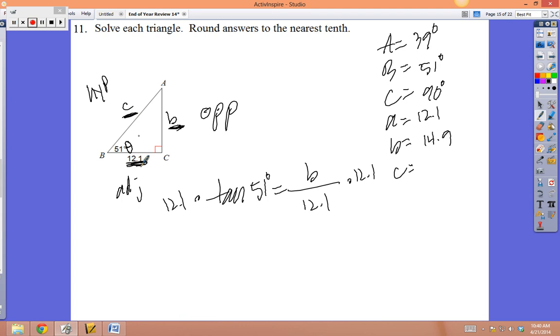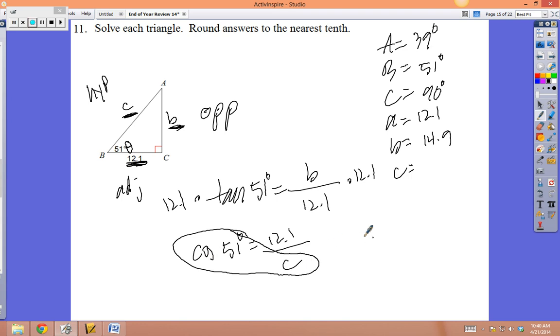Then for little c, I'm going to use 12.1 with c, so that's adjacent and hypotenuse. So that's cosine. Cosine of 51 degrees equals the adjacent, 12.1, over the hypotenuse. Now when the variable's on the bottom, you just switch these two places. If I take the c over here and bring the cosine of 51 here, c is going to be 12.1 over the cosine of 51. So 12.1 divided by cosine of 51. So c is going to be 19.2.